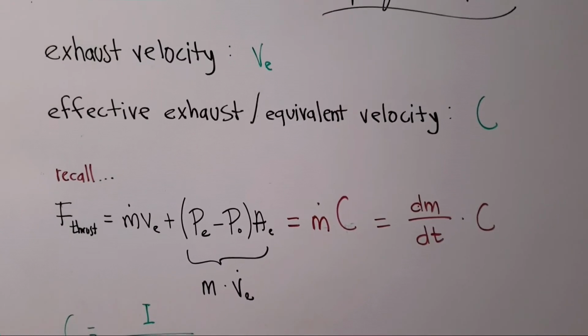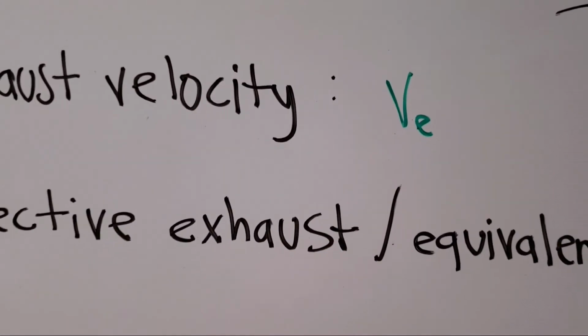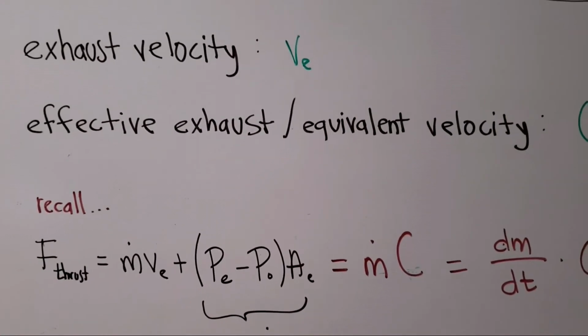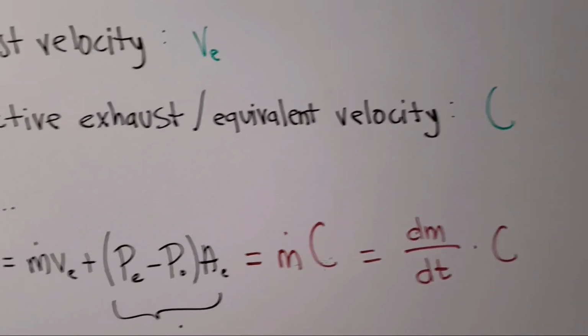And so as you can see, what we've been dealing with is this exhaust velocity here, VE. We're going to change that though. So the effective exhaust or equivalent velocity is going to be defined as c.